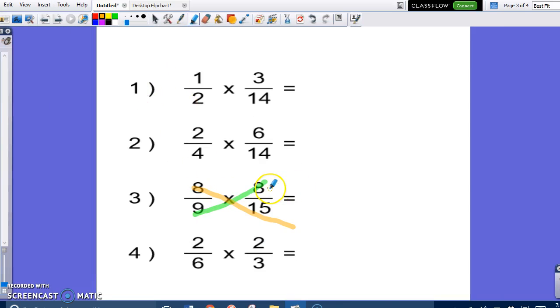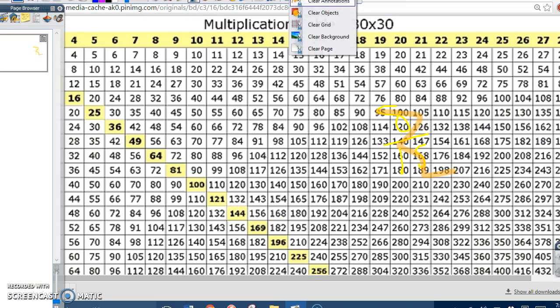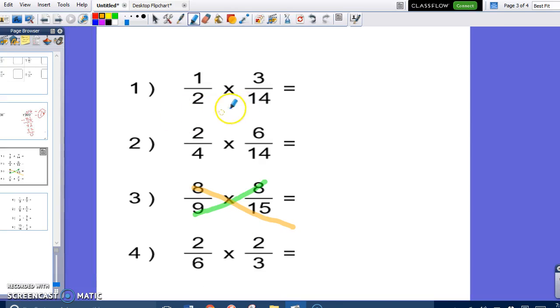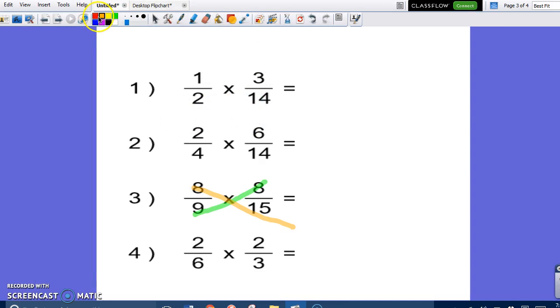Okay, so now let's look at 8 and 9. 8 and 9. I have 8, no 9. 9, no 8. 8, no 9. No 8. 8, but no 9. 9, no 8. Look around the block. You have no 8 and 9s left. So I know that this is reduced as low as it can get already again. So that means all I have to do is multiply straight across.